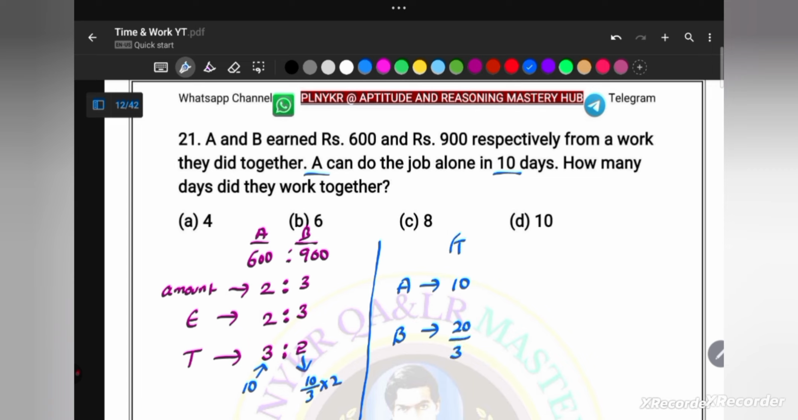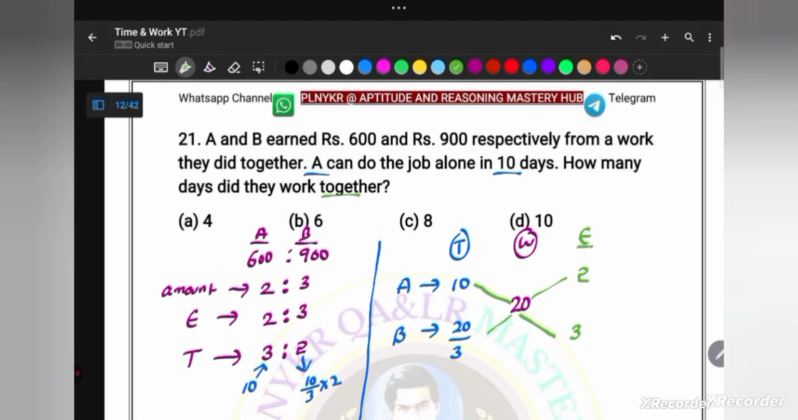Now we'll be finding the same work here. Work will be the LCM. What is the LCM for 10 and 20 by 3? The LCM of fractions will be equal to the LCM of numerators by the HCF of the denominators. Here the HCF of denominators is 1, so the LCM is 20. Next we'll be moving to finding the efficiency of both. Coming to A it will be 2, whereas B it will be 3.